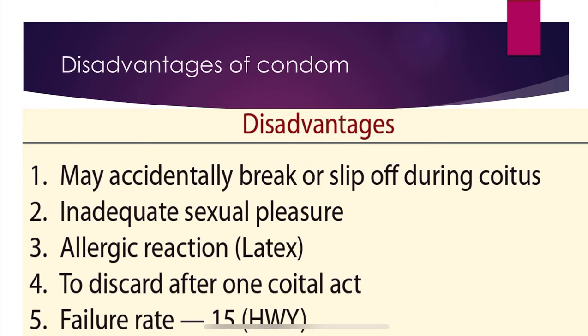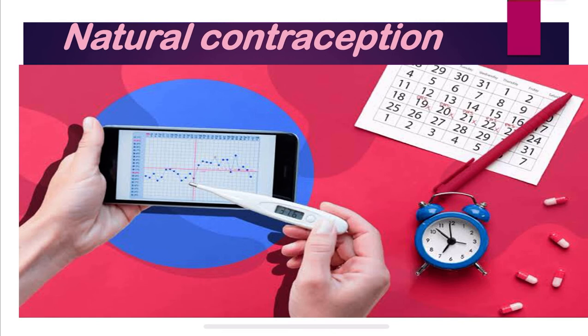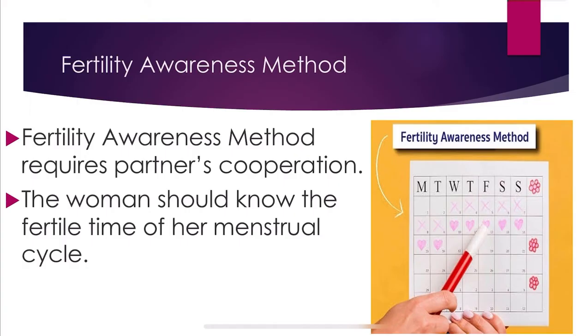These are the disadvantages. Now we move on to the natural contraception, the fertility awareness method. These are the natural methods. We are not using anything extra here. It's natural.